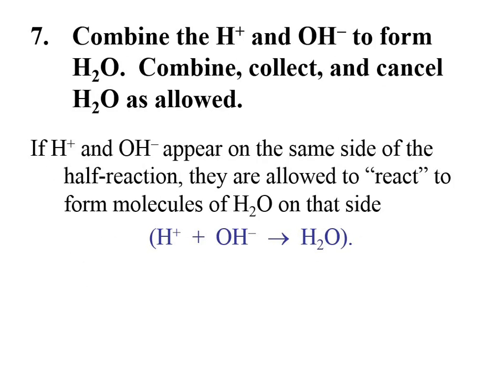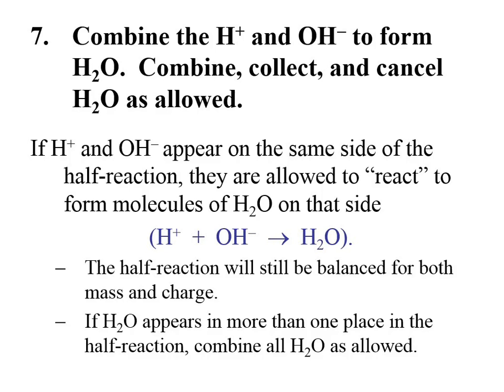So step number 7, if it's in basic solution, is to go ahead and clean it up. Make water out of your H pluses and OH minuses, and of course your H2Os will be allowed to be what they are. So at that point, getting to step number 7, you're basically back at balancing it with regard to mass and charge.